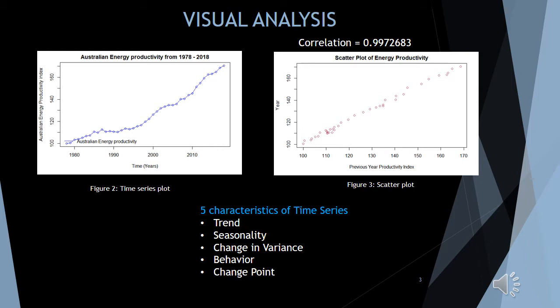Figure number 3 shows the scatter plot of previous year productivity index versus current year. It has a clear positive correlation, and this is confirmed by the correlation coefficient of 0.99.